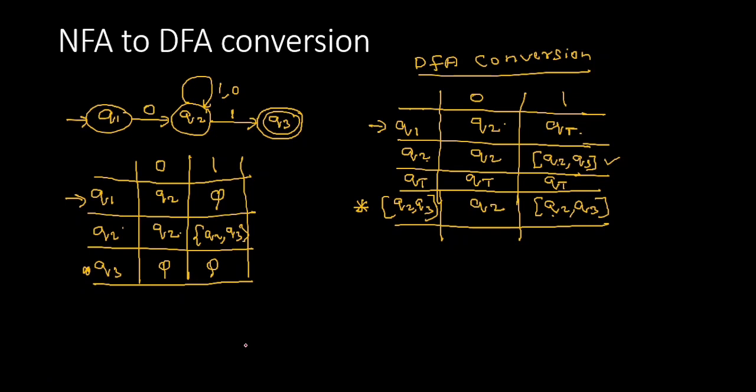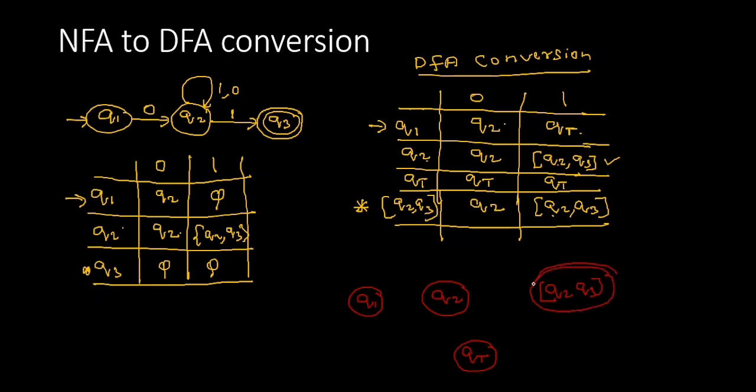Okay. Now how to draw a diagram for this? So how many states do I have here? I have 4 states here. So Q1, another is Q2, the third I'll just write here as QT. QT is called a trap state, and the fourth is Q2, Q3. So that is going to be the final state. So I have a final state here.